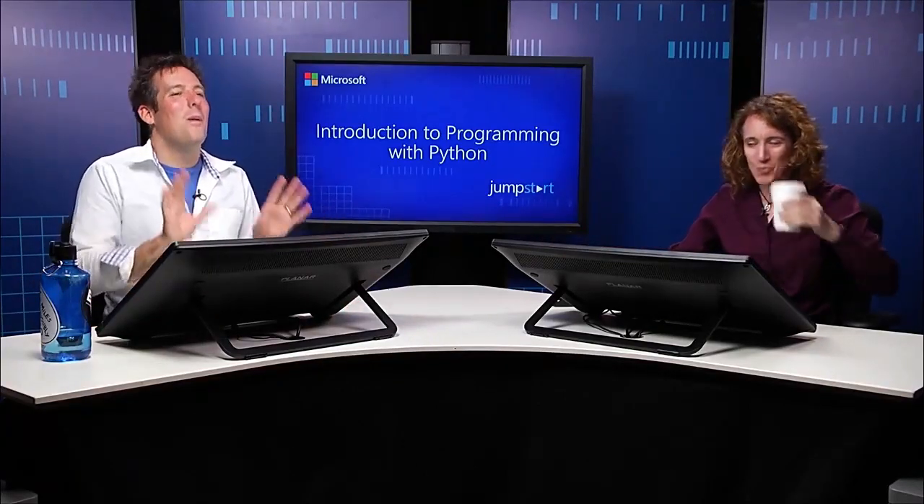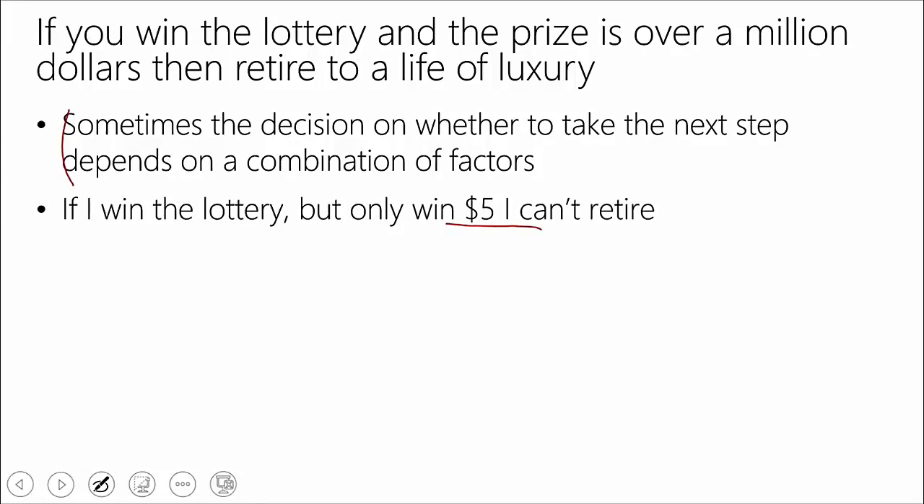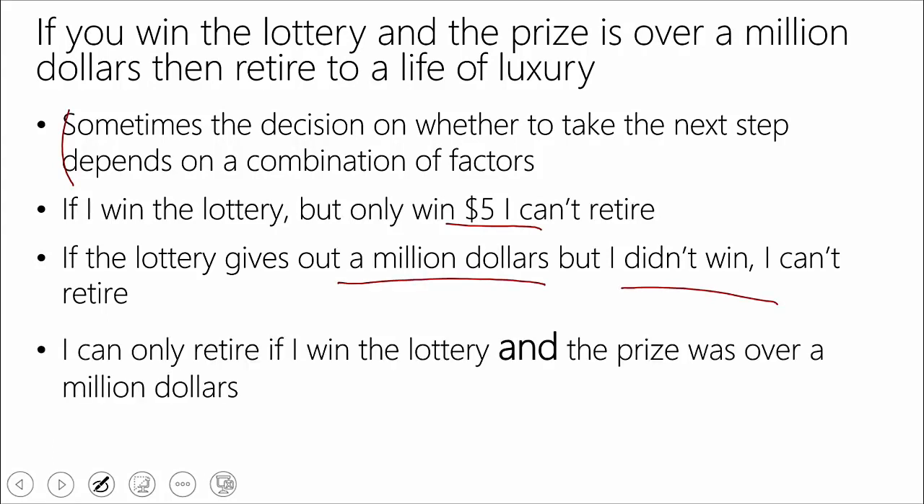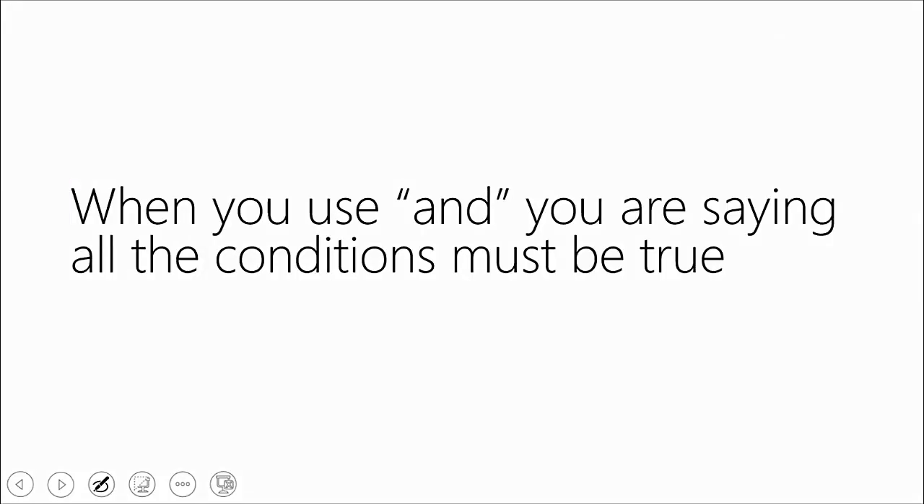All right. So what we need to do is go in and check for a couple of different things. Again, if you win the lottery, only $5, you can't retire on that. If you win $1 million, but if the lottery gives out $1 million and you didn't win it, well, you can't retire. So we need both of those to be true. We need an and statement here. We need to have won, and the prize needs to be over $1 million.